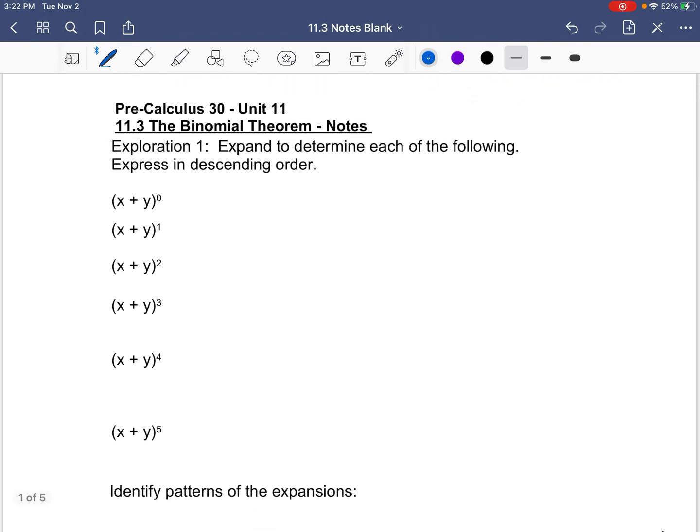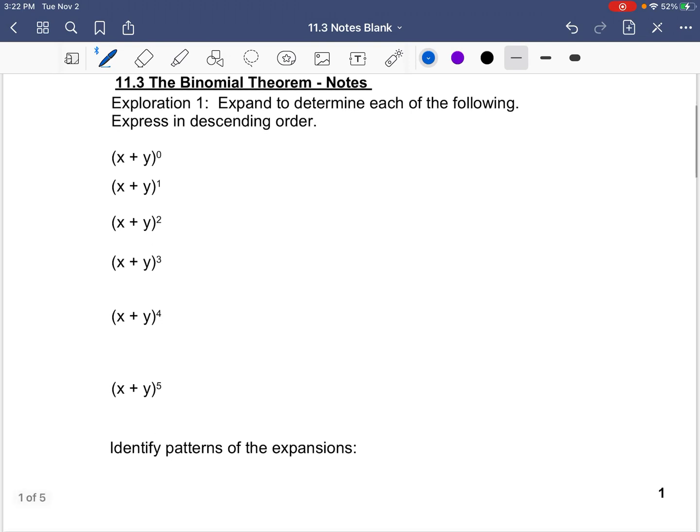So exploration 1 is to expand, or determine, each of the following, and express in descending order. All expand means is actually do the multiplication. Express in descending order is where we go alphabetical order, highest power to lowest. So spoiler alert, these are what these actually equal.